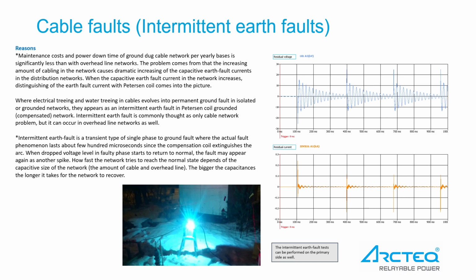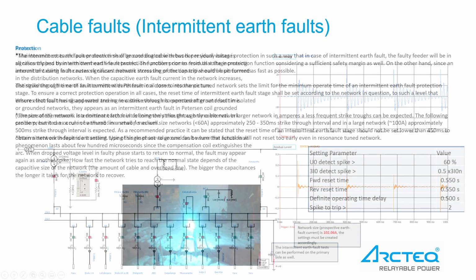As a recommended practice, it can be stated that the reset time of an intermittent earth fault stage should not be set lower than 450 milliseconds to obtain a network-independent setting. Using this reset value, one can be sure that the function will not reset too early in a resonance-tuned network.